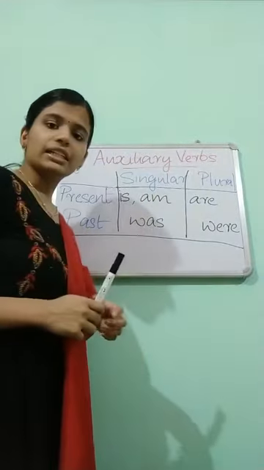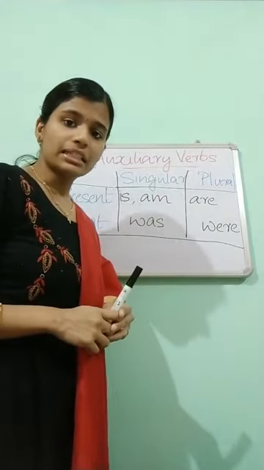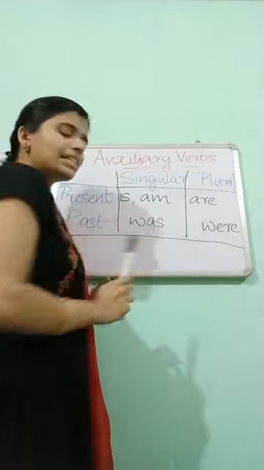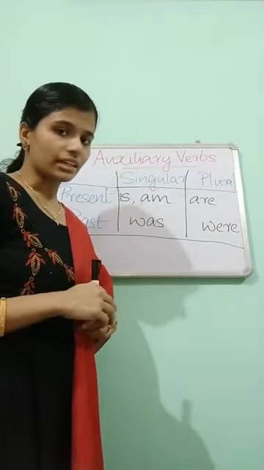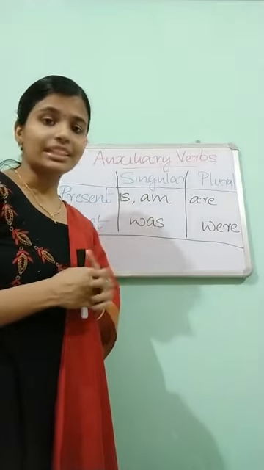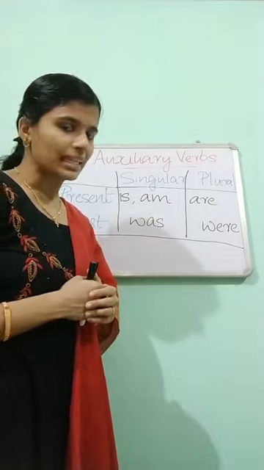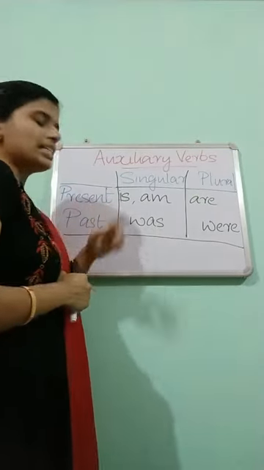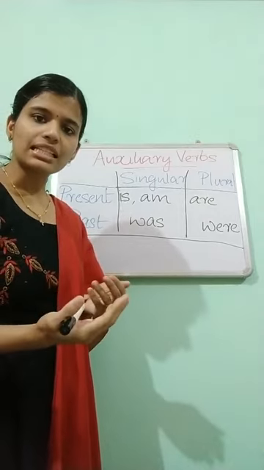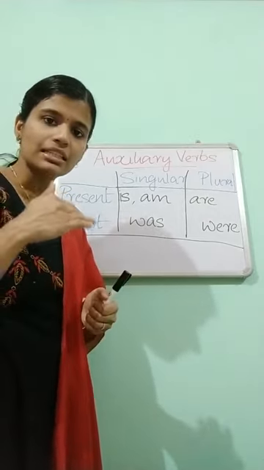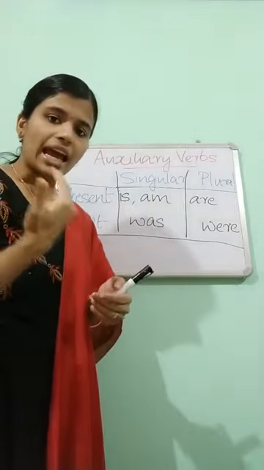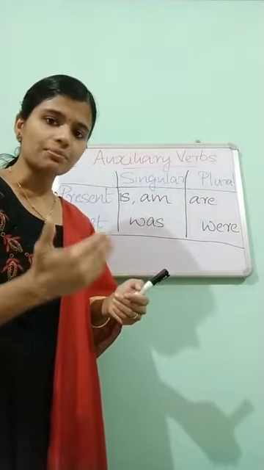What do you mean by singular? Singular means just one. Plural means more than one. We have already learned about singular and plural nouns in one of the earlier classes. I hope you remember that. Then present tense. What do you mean by present tense? Present tense refers to the things and actions that take place now. Okay? Present tense refers to the actions that are currently taking place.